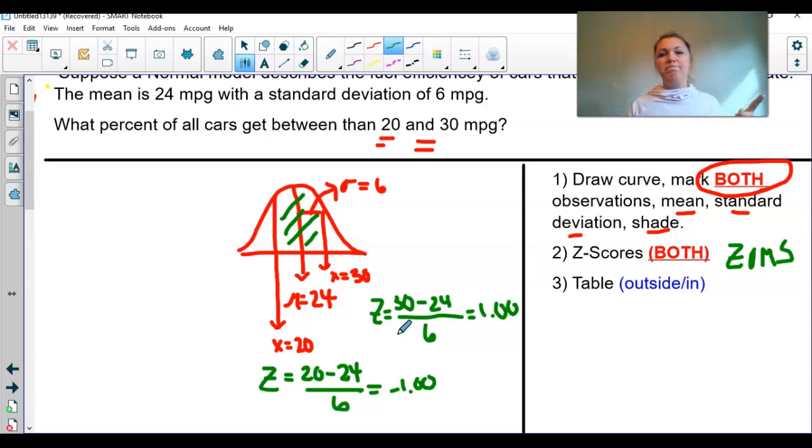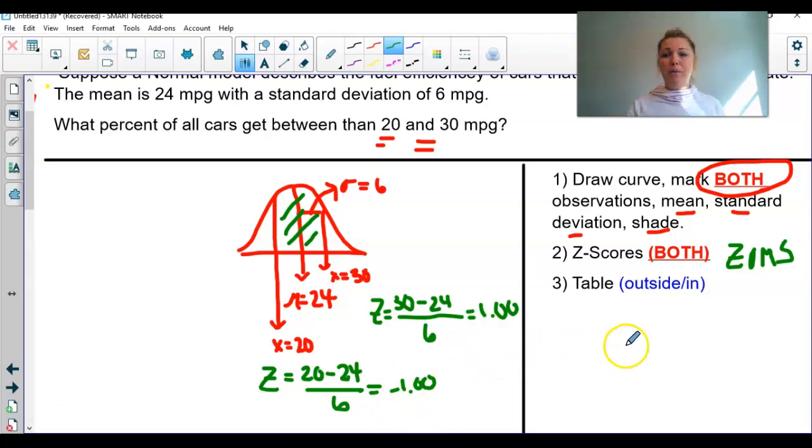Here's the issue. I need to show you how to use the table with these. Because guess what? It might not always be 1.0 or negative 1.0. It might be 1.25 or negative 2.3. So when you have 2 observations, the lesson learned here, you find 2 z-scores, okay? If it falls nicely on there, you can use the 68, 95, 99.7 rule.